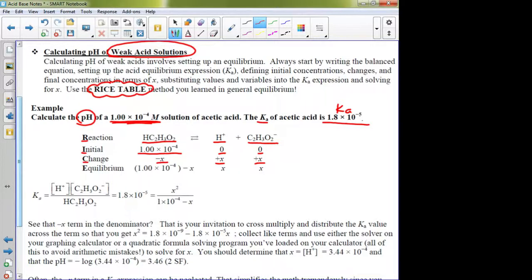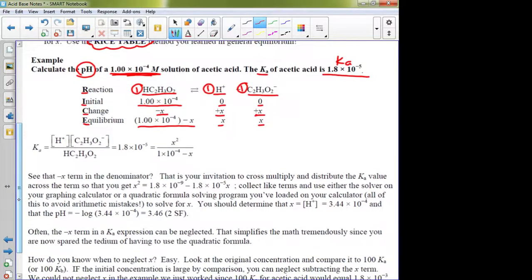So how do I know, by the way, that it's just 1X, 1X, and 1X? Because of the coefficients. These coefficients, since there's not one written, they're assumed to be what? 1. So that means I'm only taking away and adding 1X. So then when we get to E, which stands for my concentrations at equilibrium, I should be at 1.0 times 10 to the negative fourth minus X, X, and X. Okay. Again, we're reviewing here.